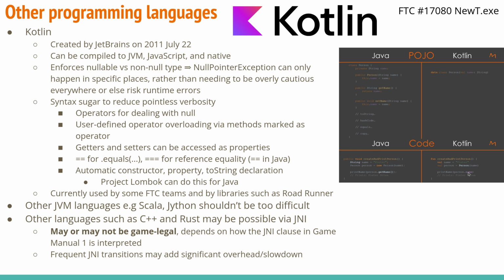Here, for example, you use double equals for dot equals, and triple equals for reference equality, which is double equals in Java. Basically, Java's double equals and Kotlin's triple equals check reference equality, meaning that they have to be an identical object, not just copies. Whereas you use dot equals in Java or double equals in Kotlin to check if it's an equivalent value.